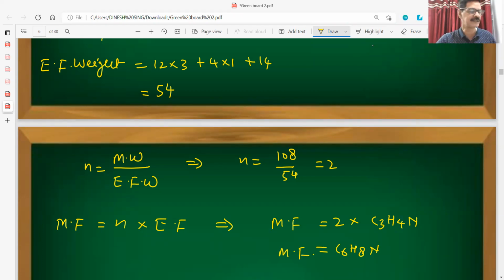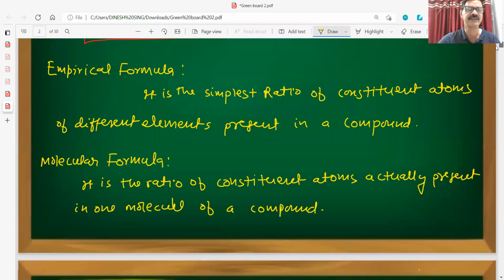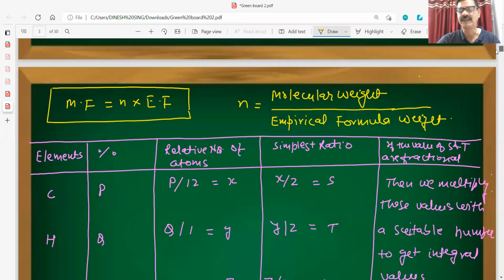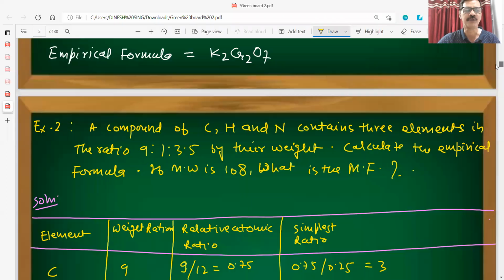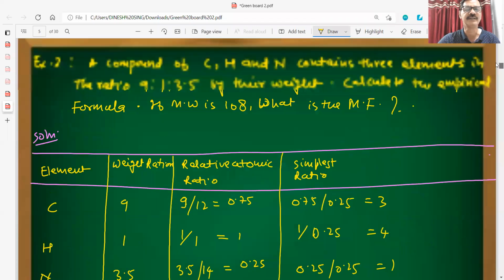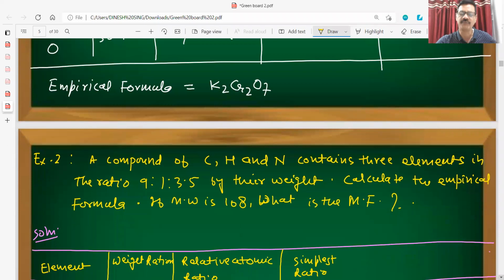I think everybody understands, so you can try some more problems. The simple concept is: if they give directly the percentages, after that we can make a table like this. And here I have taken this hypothetical example. In this way we can calculate the empirical formula. If the molecular weight is given, like in this problem, then we can calculate the molecular formula of the compound.